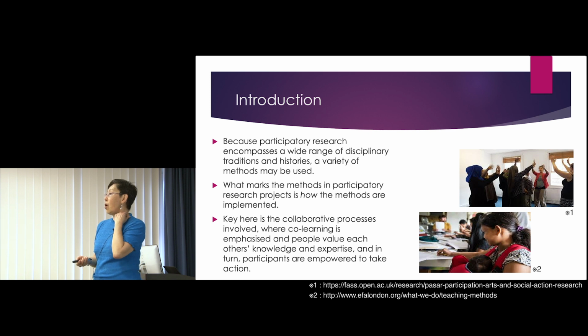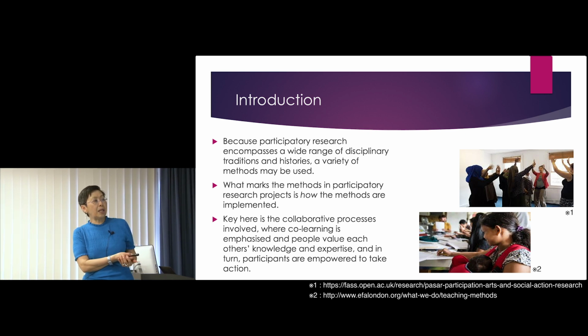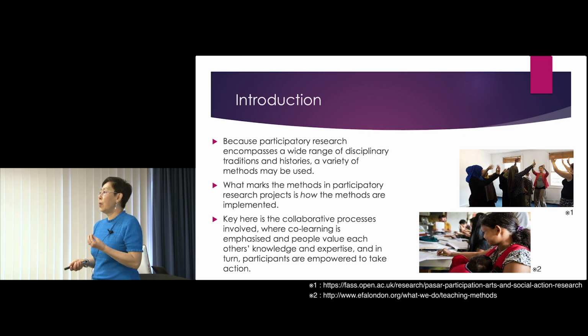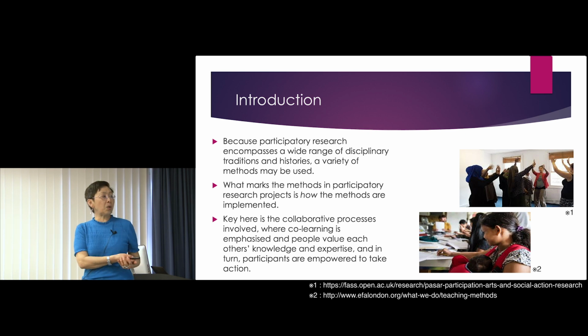Remember this morning we talked about collaboration. We need to collaborate with our communities or research participants, and that means co-learning will happen among the participants and also us. We learn a lot too, and we also emphasize and value people's knowledge. Any knowledge or expertise we can use also comes from the participants. So in the end, the participants can be empowered to take action to improve their lives. That's how we do participatory action research.